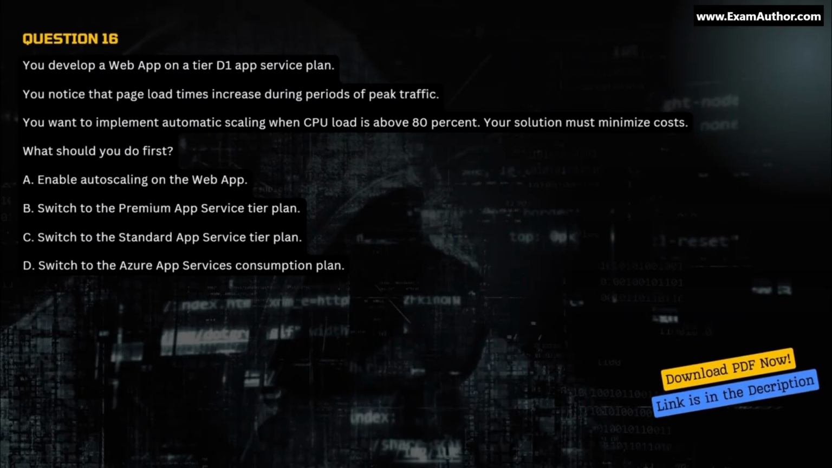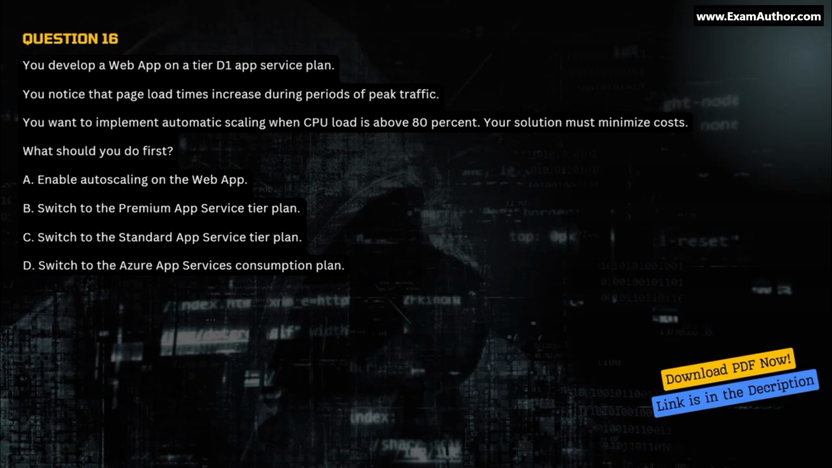You develop a web app on a Tier D1 app service plan. You notice that page load times increase during periods of peak traffic. You want to implement automatic scaling when CPU load is above 80%. Your solution must minimize costs. What should you do first?